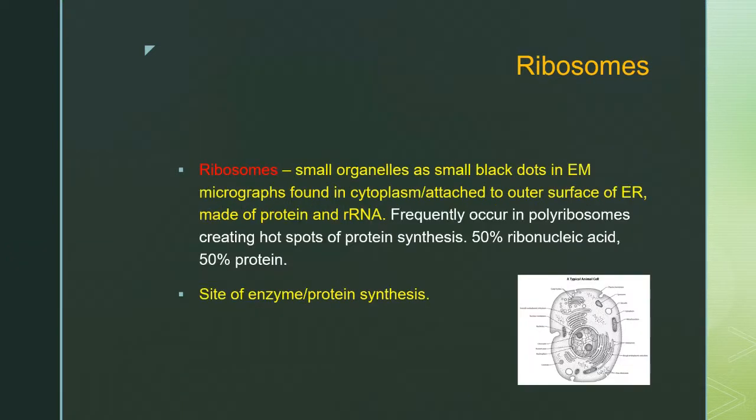Ribosomes are small organelles, seen as small black dots in EM micrographs, found in the cytoplasm and attached to the outer surface of the ER, and these are made of protein and ribosomal RNA. They frequently occur in polyribosomes, creating hotspots of protein synthesis, 50% ribonucleic acid, 50% protein, and ribosomes are the site of enzyme and protein synthesis, which is very, very important. Once again, you'll see diagrams throughout here to try to make it very clear what they look like.